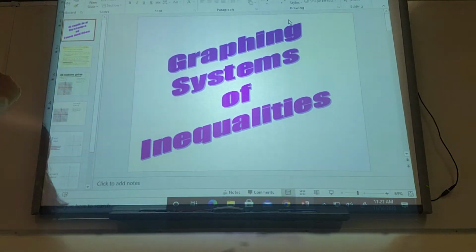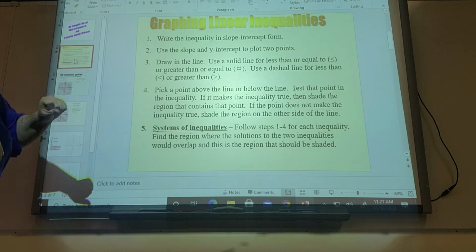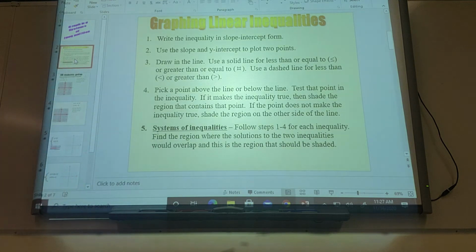Hello, we are going to talk about graphing systems of inequalities. Graphing linear inequalities: you write the inequality in slope-intercept form. Use the slope and the y-intercept to plot the 2 points. Draw in the line. Use a solid line for less than or equal to or greater than or equal to. Use a dashed line for less than or greater than.